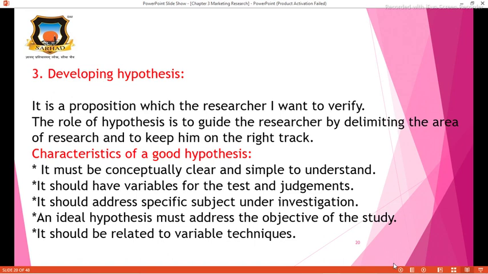Now see the characteristics of a good hypothesis. It must be conceptually clear and simple to understand. It should have variables for the test and judgments. It should address a specific subject under investigation. An ideal hypothesis must address the objective of the study and it should be related to the variable techniques.